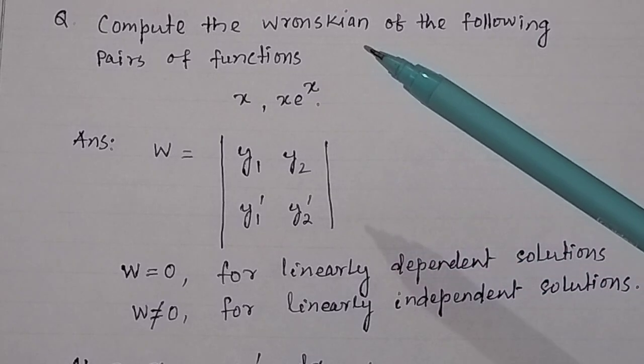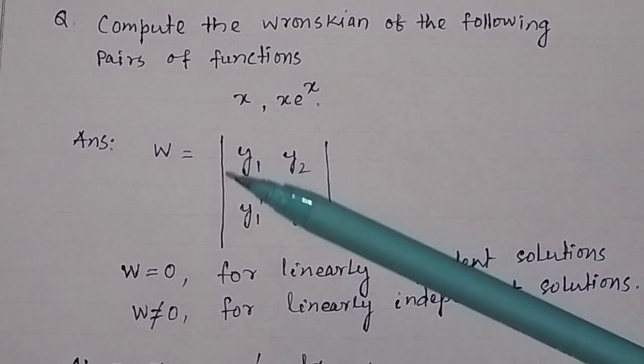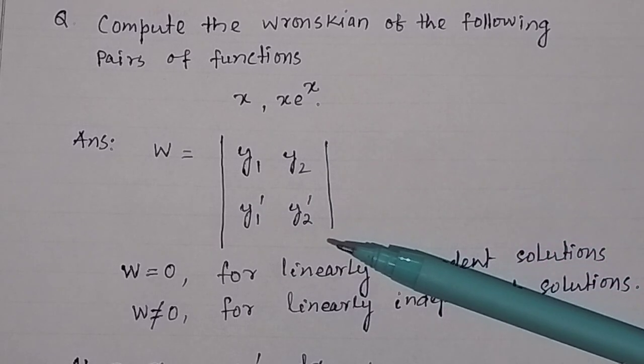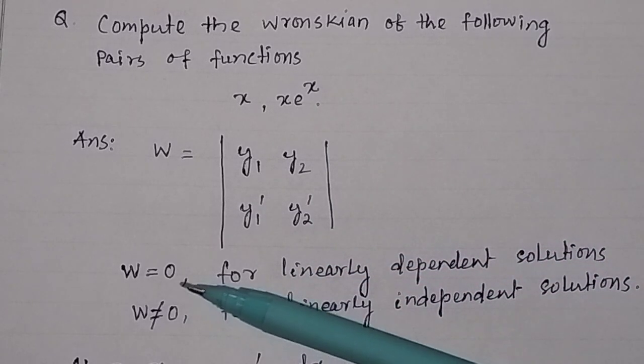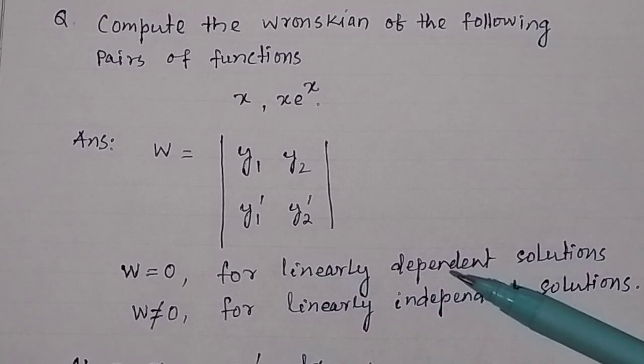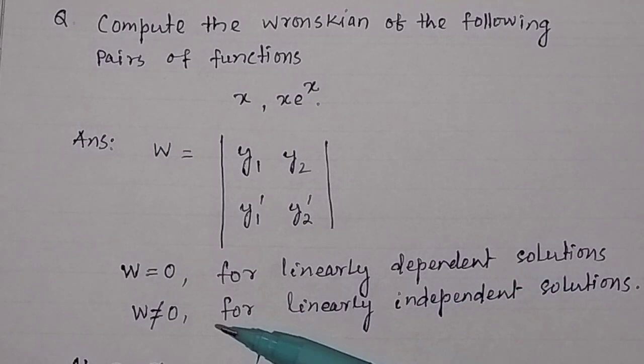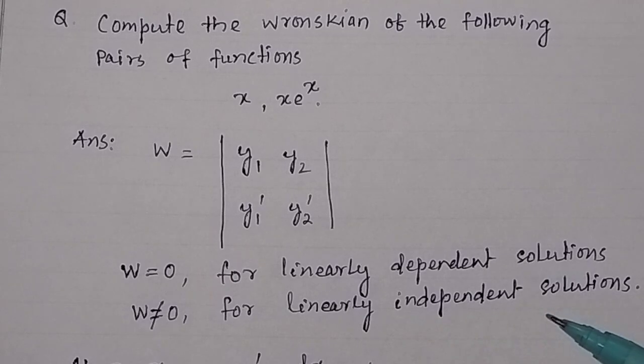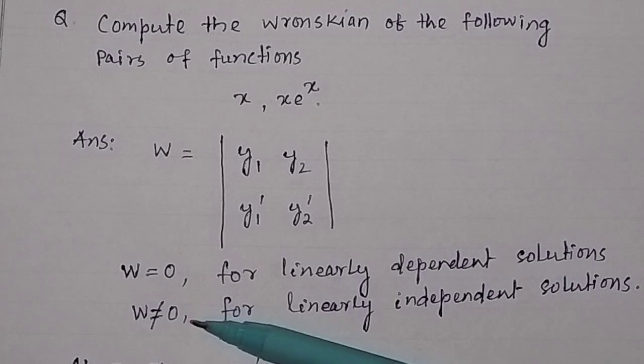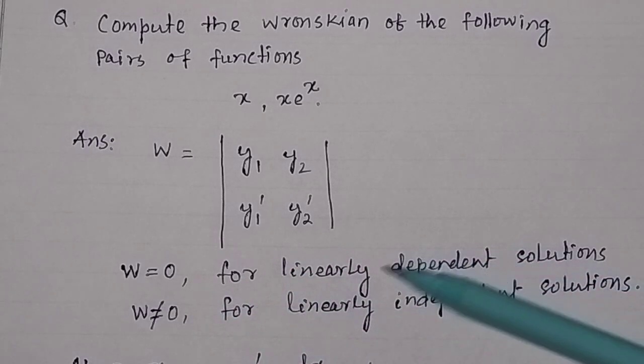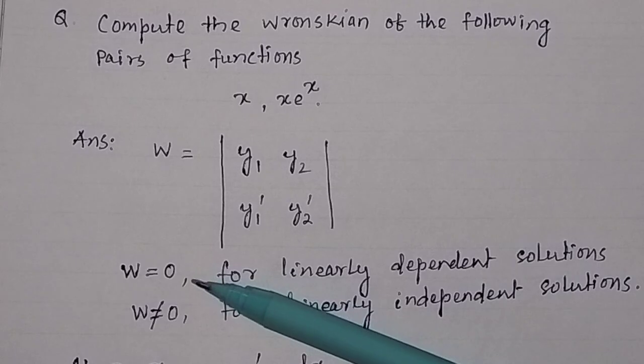To find the Wronskian, we will find the determinant. If the determinant or Wronskian is equal to 0, then the two functions or two solutions are linearly dependent. If the Wronskian is not equal to 0, then the two solutions of the differential equation are independent solutions. For linearly independent solutions, the Wronskian is not equal to 0. For linearly dependent solutions, the Wronskian will be equal to 0.